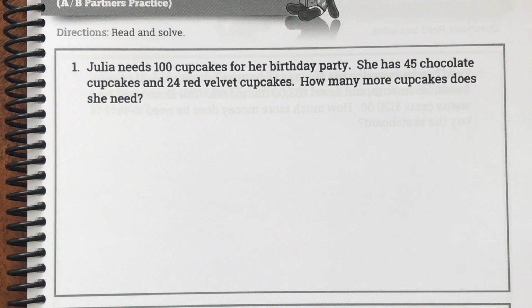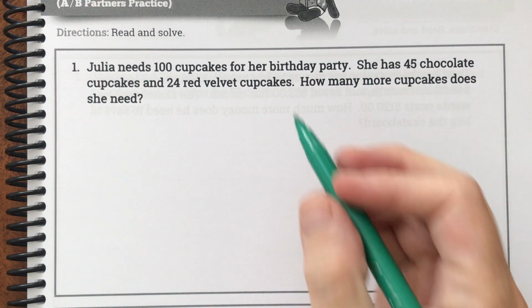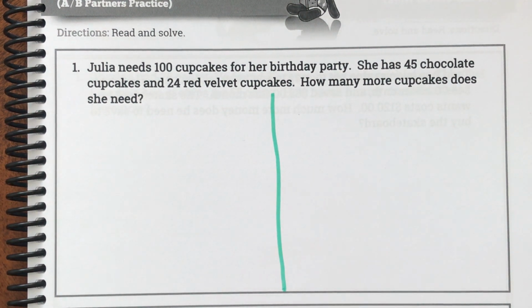Okay, so let's read that one more time. So Julia needs 100 cupcakes for her birthday. So that's what she needs at the end. She has 45 chocolate cupcakes and 24 velvet cupcakes. How many more does she need? Okay, it's going to be a two-step problem, so let's cut our paper in half and let's think about what we could do first. I think what we could do first is find out how many cupcakes she has.